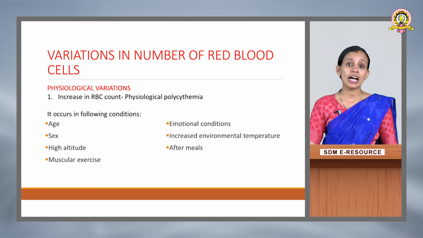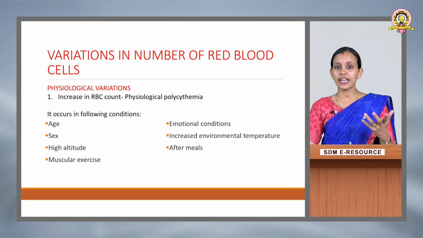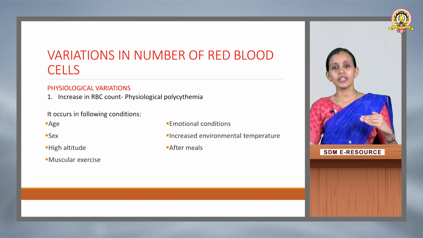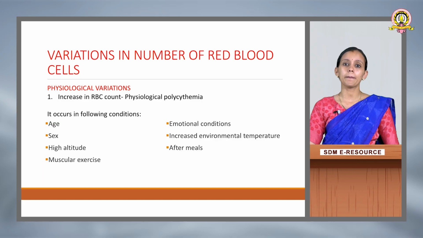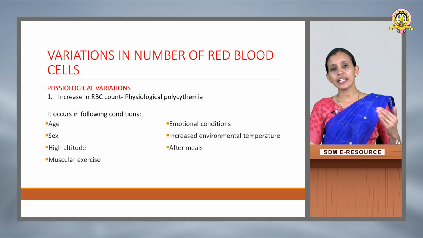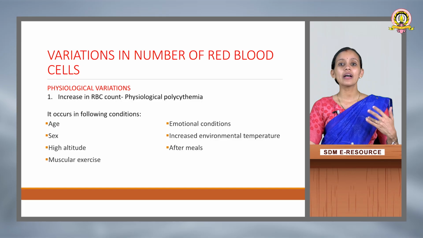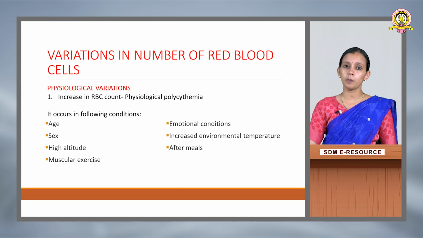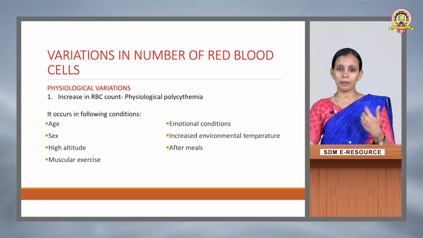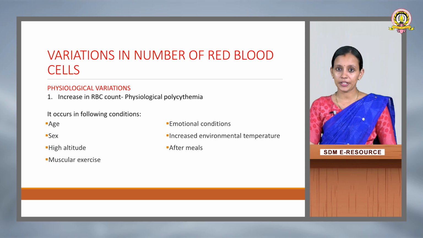And next is high altitude. What do we mean by high altitude? It is about 10,000 feet above the mean sea level. That is called high altitude. At high altitude the person develops hypoxia, and hypoxia stimulates erythropoietin, which stimulates the production of more and more red blood cells from the bone marrow. So, RBC count will be increased at high altitude.